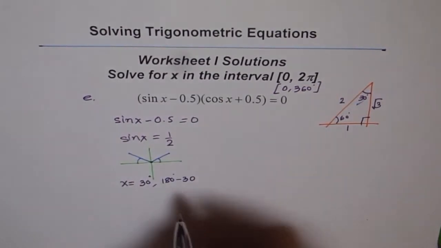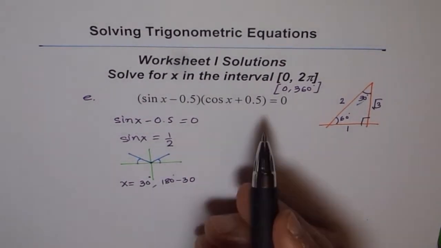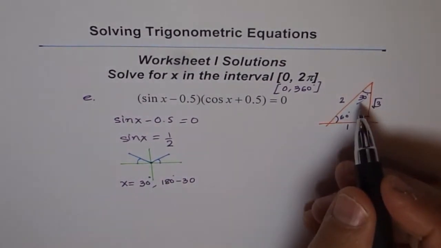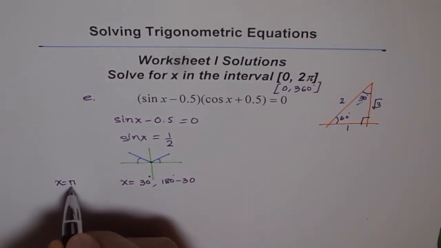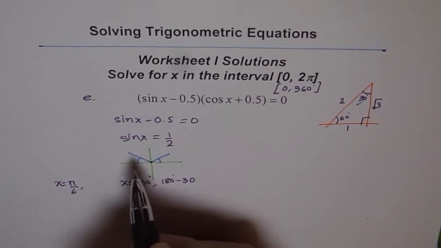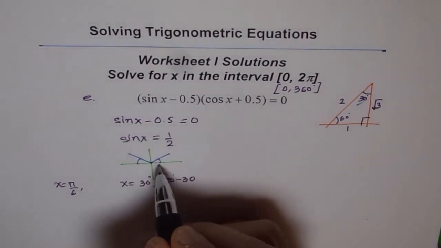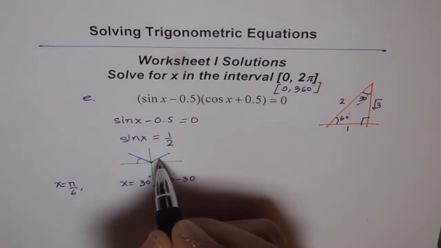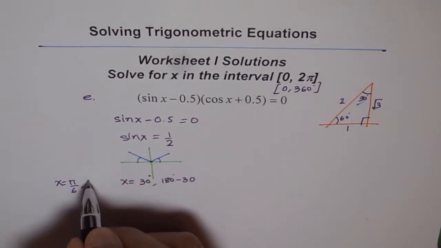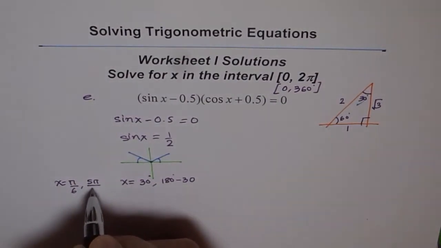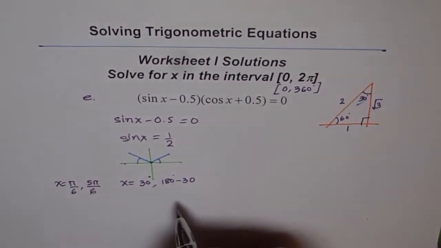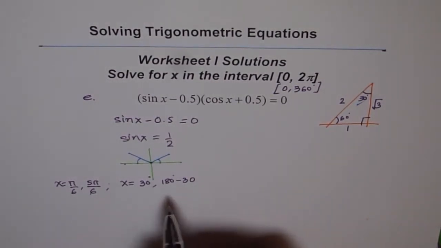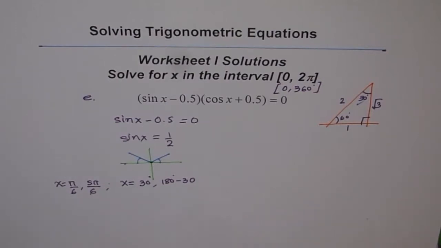Those of you who are doing it in radians, for them 30 degrees is pi by 6. So they will write x equals pi by 6, or, since the half circle is divided into 6 parts, this becomes 5 pi by 6 for them. Is it okay? 5 pi by 6 and pi by 6. So these are the two possible solutions for those of you who are using radians as your units. So we got one half of the problem done.